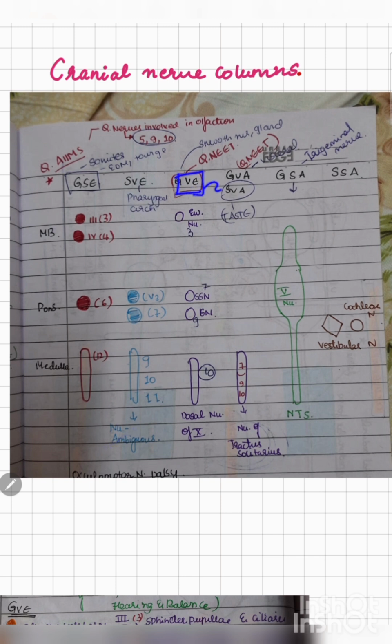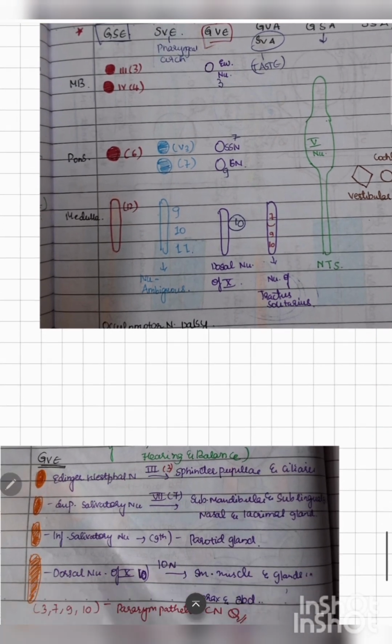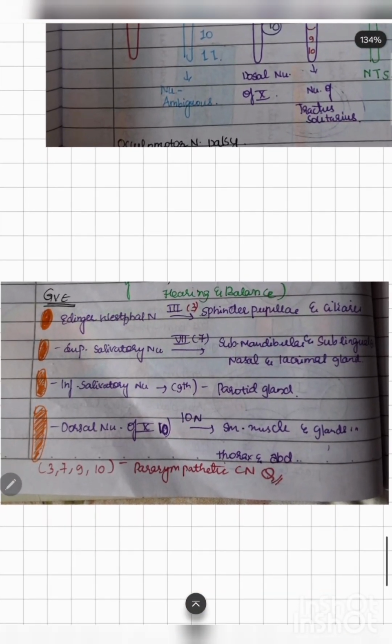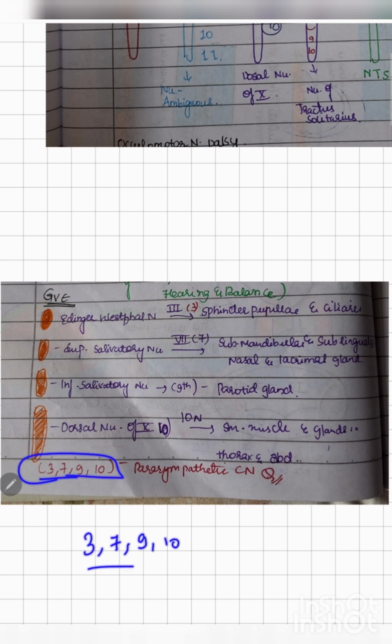The third one is GVE, that is general visceral efferent. General visceral efferent will give rise to the smooth muscles and glands. So it's important for you to know the pathway of GVE. Cranial nerves 3, 7, 9, and 10.